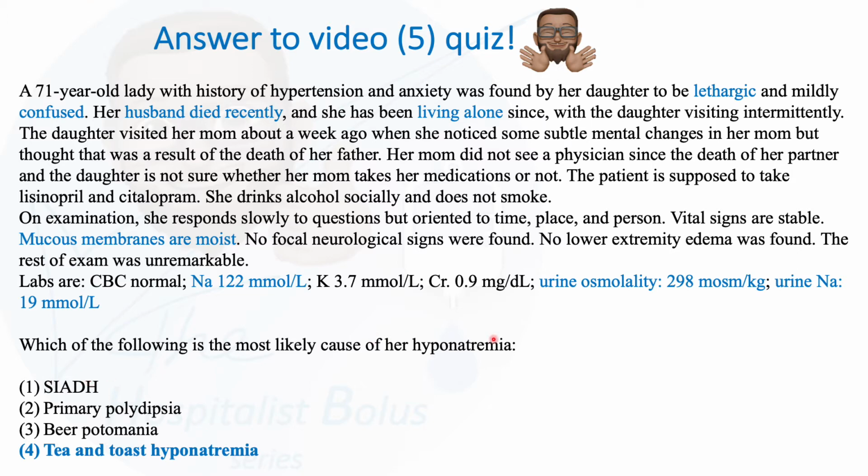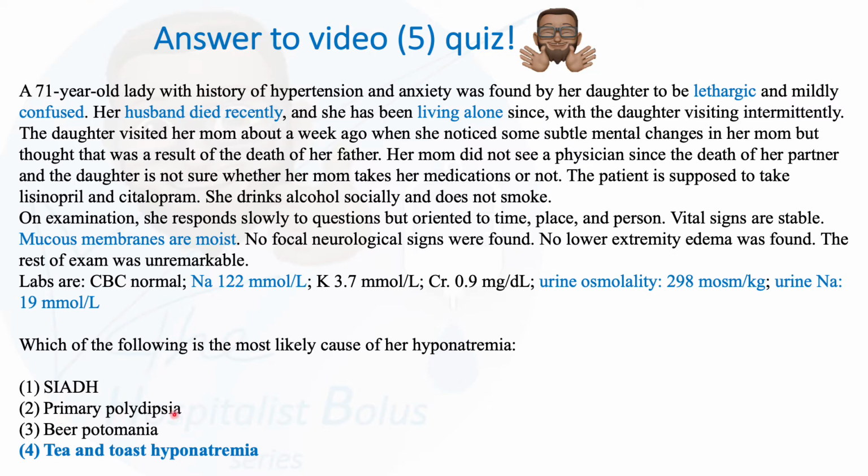We know that in SIADH, the urine osmolality is expected to be a little bit higher than this, and the urine sodium is also high, usually more than 20 or 30. And we're going to talk about SIADH in more detail in this video.